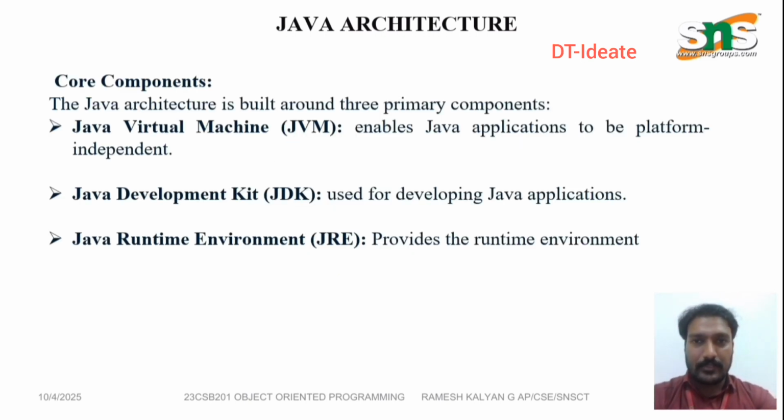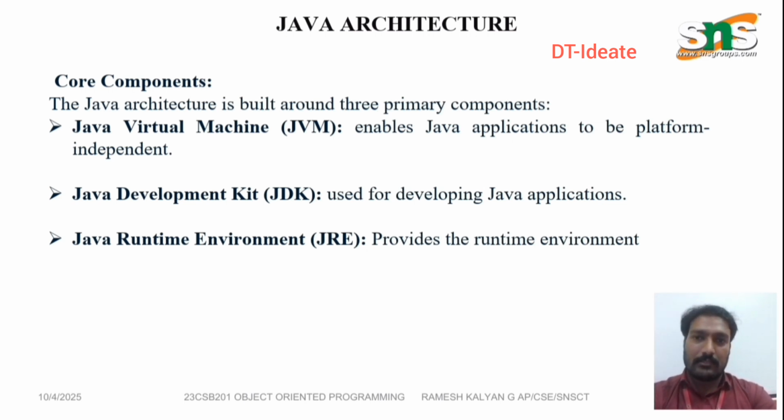As we saw in the previous diagram, the Java Virtual Machine, JDK and JRE are the three core components of the Java architecture. The first one is the Java Virtual Machine. The JVM mainly enables all Java applications to be platform independent. As we saw in the introduction, Java is platform independent, so that it could be installed and worked on any platform, that is any OS as we wish. The Java Virtual Machine plays an important role in this process.